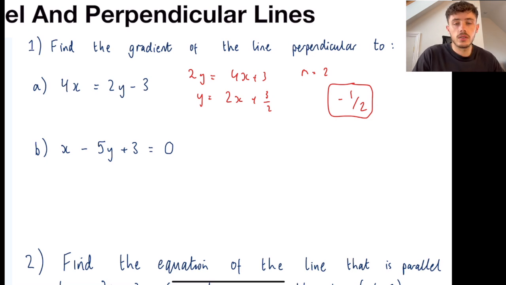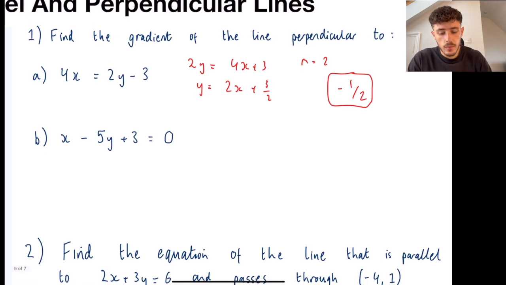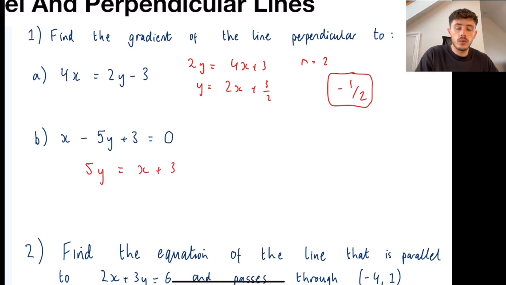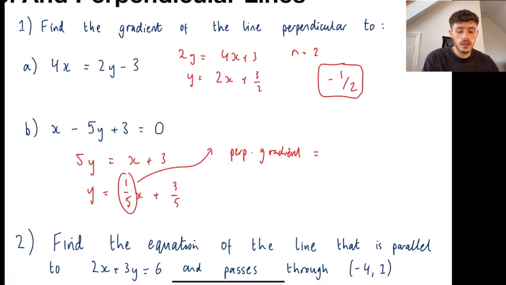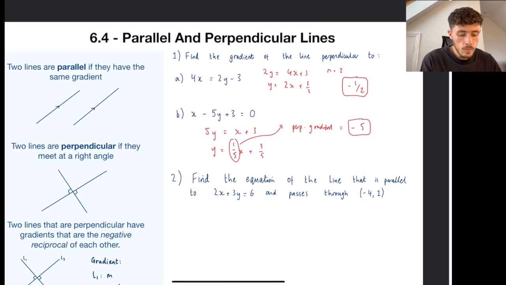Again, should be all standard stuff from GCSE. Exactly the same again with this one. We're going to take the y on its own on the other side. So we're going to get 5y equals x plus 3. And then if we rearrange it to make y on its own, we have a fifth x plus 3 over 5. So here the gradient is that fifth. So the perpendicular gradient will be minus 5. And that will be our final answer.